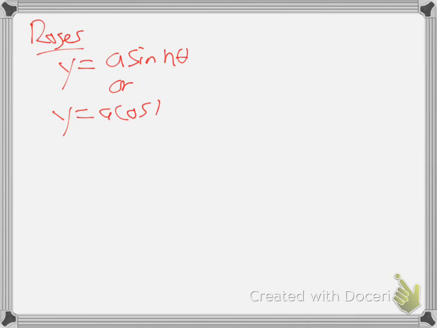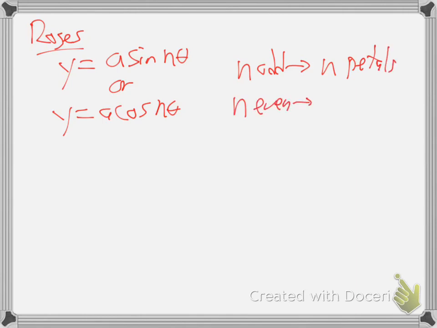So we have the 3 limacons, and we have the roses. And the roses are all about Y equals A sine n theta, or Y equals A cosine n theta. If n is odd, then there's just n petals, same. If n is even, you have 2n petals, double.